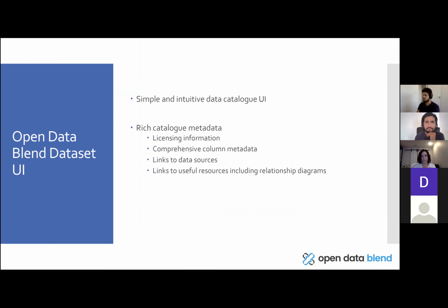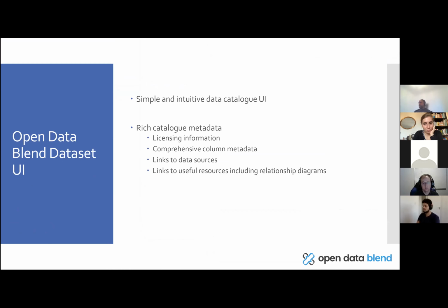It presents metadata such as the licensing information, comprehensive column metadata, what the sizes of the columns are, what data types are in there, and a description of its contents. And you've also got links to the source data in case you want to actually verify it with the source or go and do something with the raw data yourself. And also useful links such as linking to relationship diagrams, which help you to understand the actual data and how it hangs together.